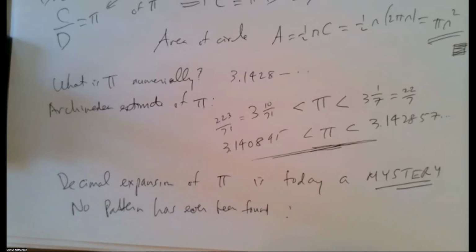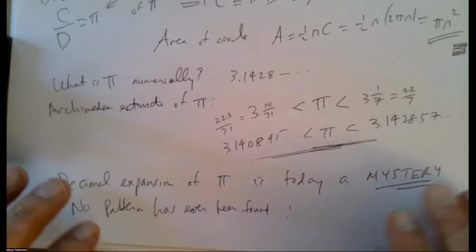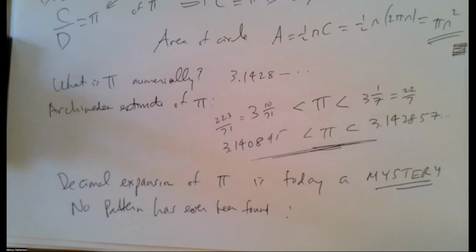And no one has ever found any pattern. There has to be a pattern somewhere in the decimal digits of pi, but no one has ever found it. Anyway, it's an interesting thing. If you're interested in computer science, you might look at patterns for pi, but it's a very frustrating thing because no one's been able to do it. Okay. All right.